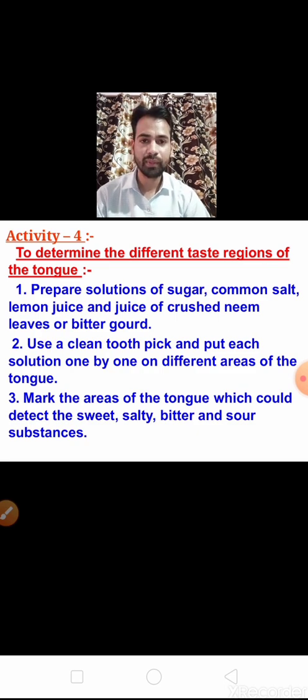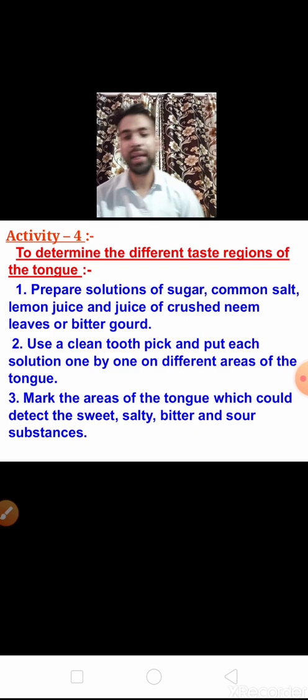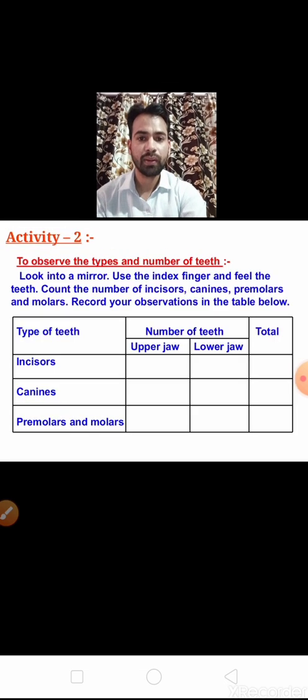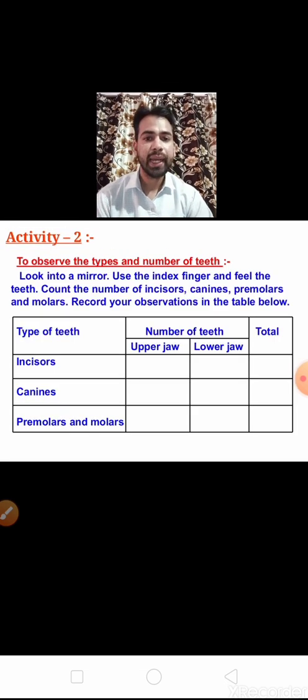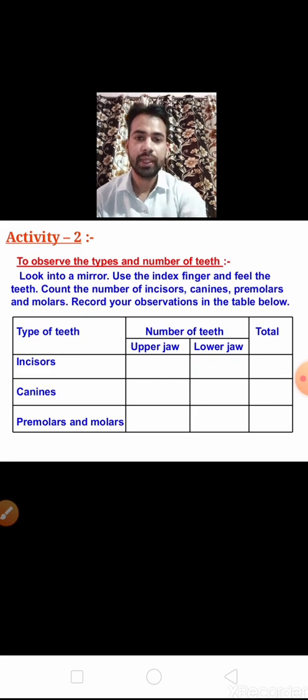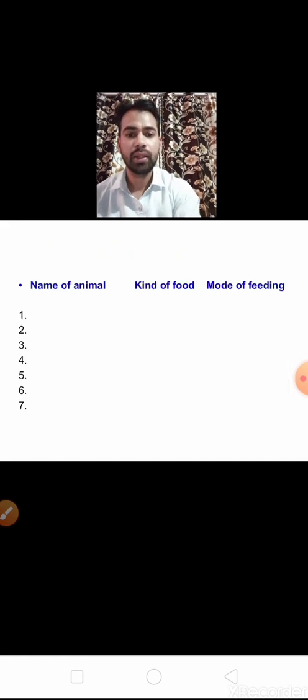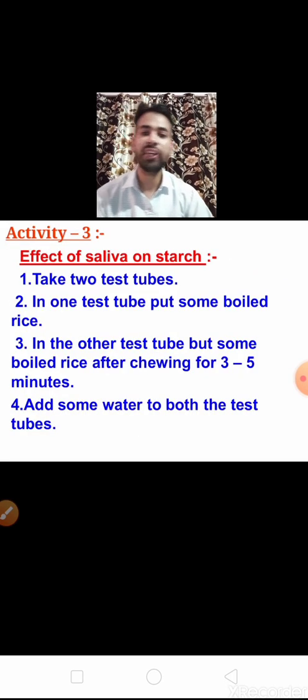Okay children, these activities, like determining the different tastes of our tongue, observing the types and number of teeth, and third, food and modes of feeding in animals, these three activities you do at home under the supervision of your parent. And the fourth activity, that is the effect of saliva on starch, will be performed in the science lab.